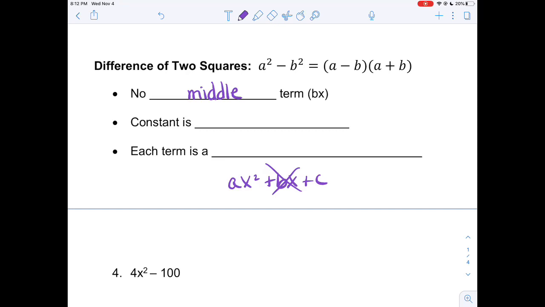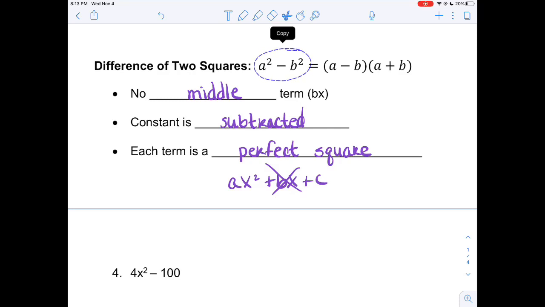The constant has to be subtracted, so it has to be a negative number for the constant. And the third thing is that each term has to be a perfect square. That's why this is called the difference, or the subtraction, of two squares, because we are subtracting two things that are perfect squares. So it takes on the form of something squared minus something else squared.